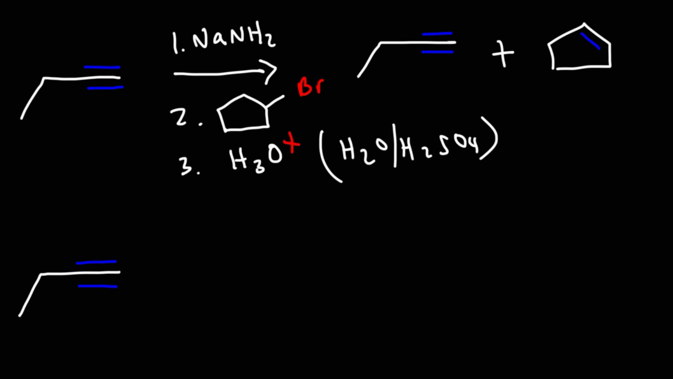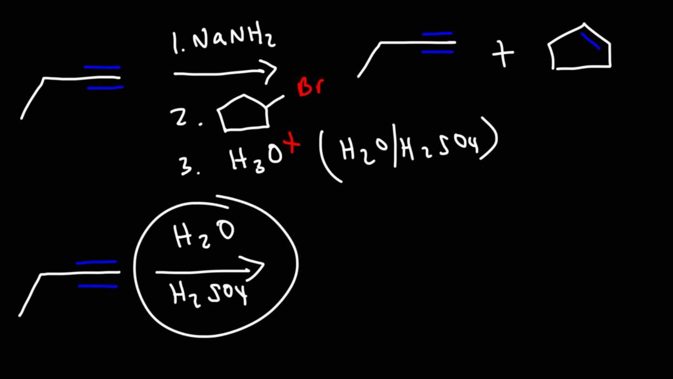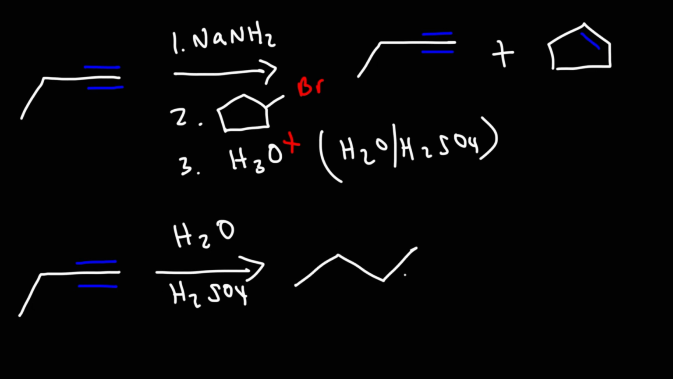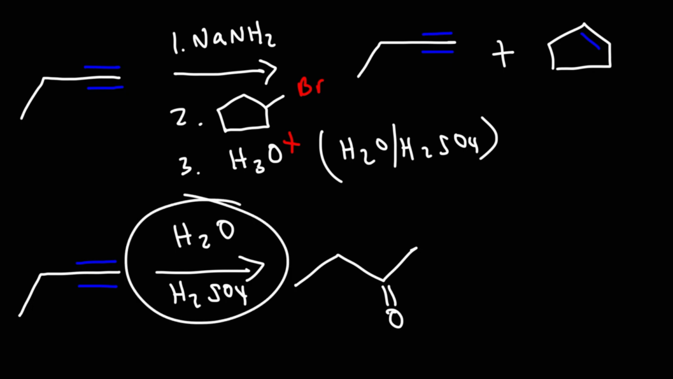If you were to react this alkyne with water and sulfuric acid, or H3O+, this will have the same effect as using these two in the presence of mercury sulfate. We're going to get a ketone. Now this reaction is pretty slow, so you need mercury sulfate to act as a catalyst to speed it up. But nevertheless, it can still work. It can still convert this alkyne into a ketone.